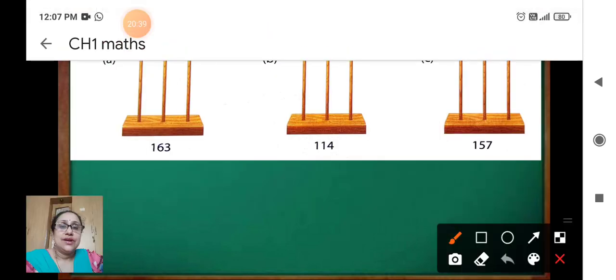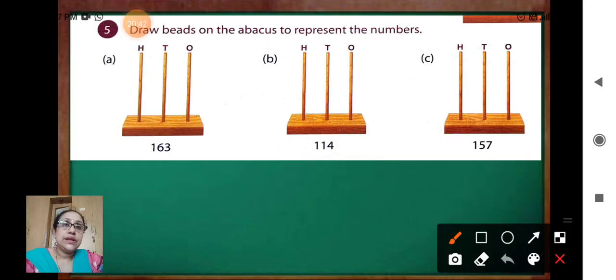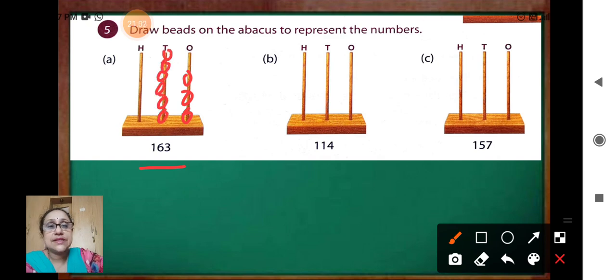Now, draw beads on the abacus to represent the numbers. You have done this in your junior classes. Do you remember? Yes, so the number is 163. So in the ones place, draw 1, 2, 3. Okay, 3 beads. Then in tens place, 1, 2, 3, 4, 5, 6. And then in hundreds place, 1. 163.